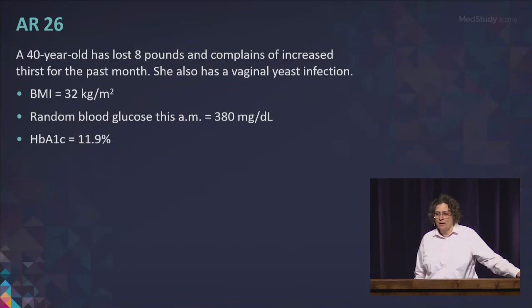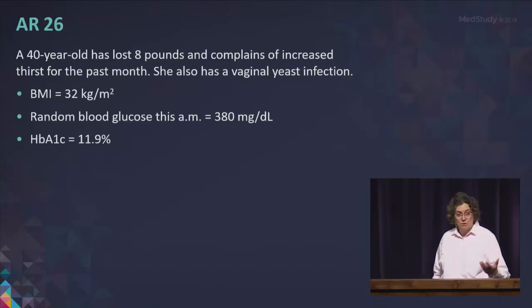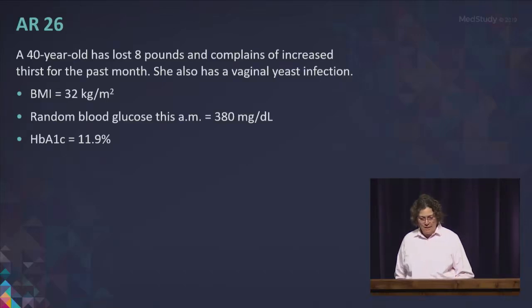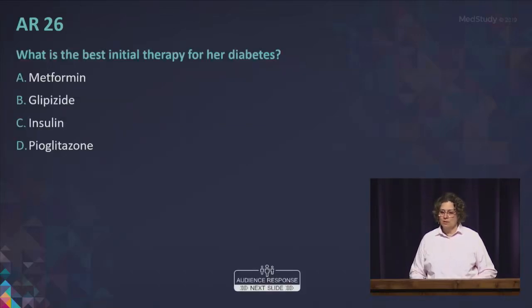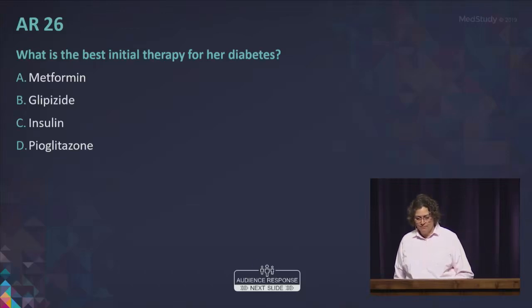A 40-year-old has lost 8 pounds and complains of increased thirst for the past month. She also has a yeast infection. Her BMI is 32, making her obese. Random blood sugar this morning is 380, so fairly robust. A1C is supportive that her sugars are running this high because it's 11.9. What is the best initial therapy for her diabetes? Metformin, sulfonylurea, insulin, or a TZD?